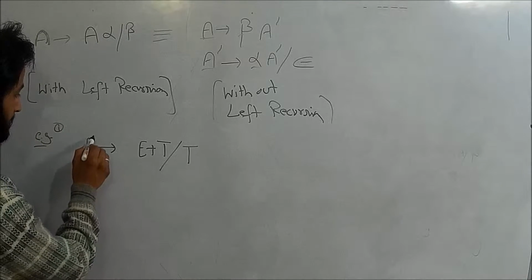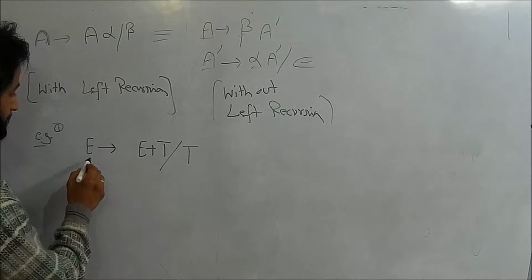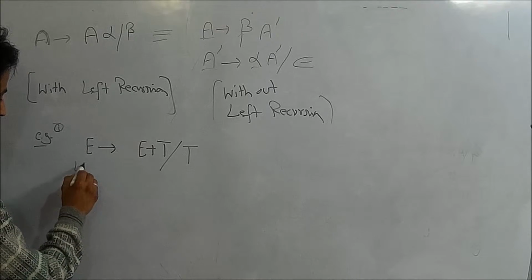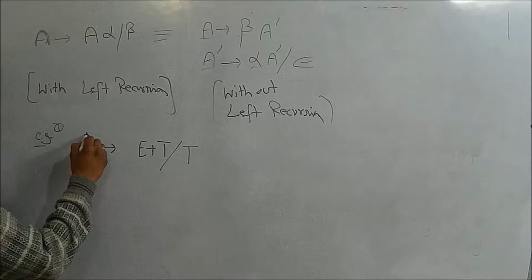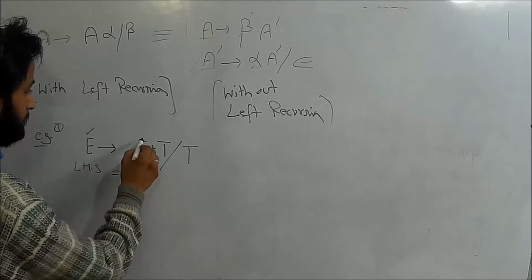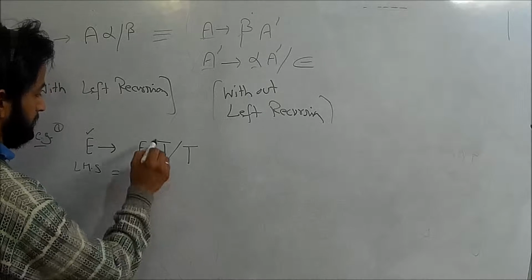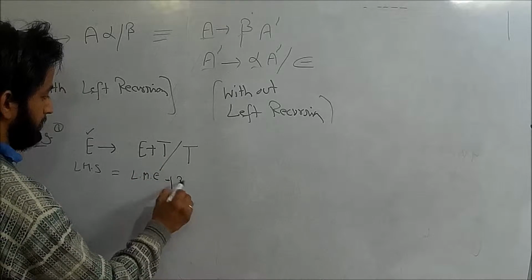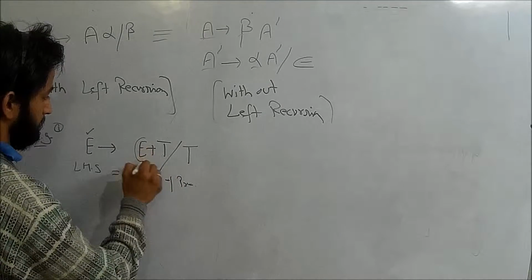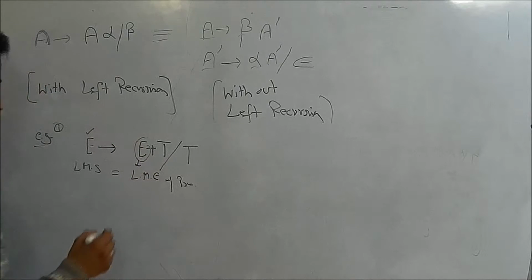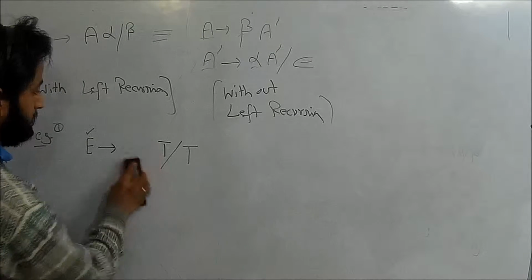So in the given grammar, the left hand side, which is this one, is equal to the leftmost element of the production, which is this one. So now, first of all, we have identified that the given grammar has left recursion. Now, how to resolve that left recursion?